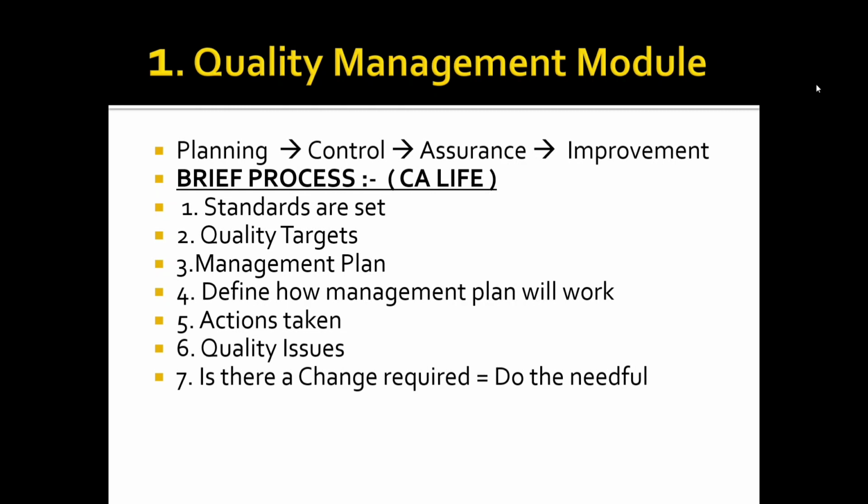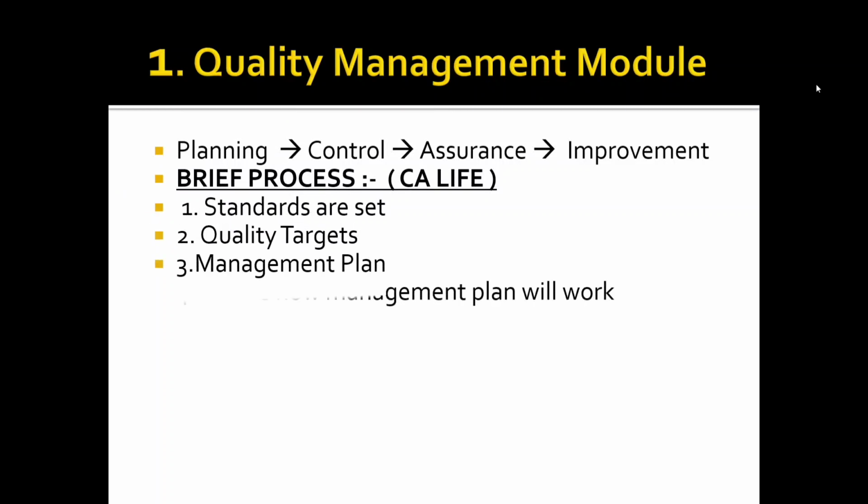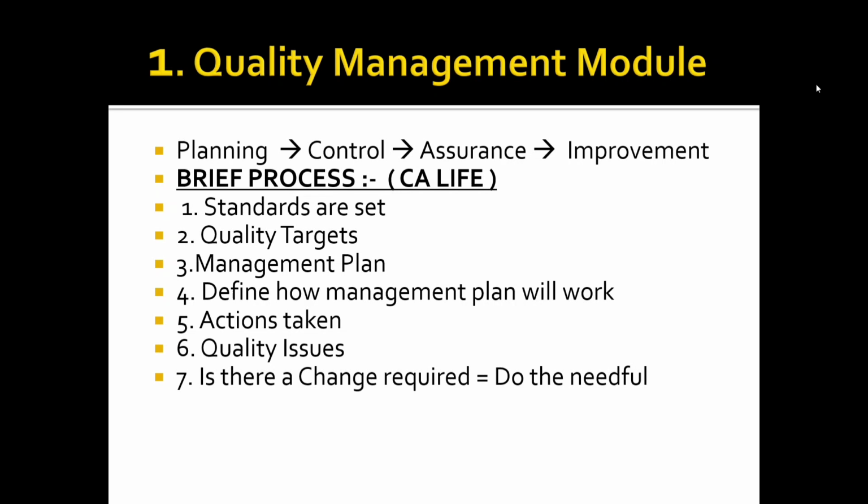First the standards are set, then quality targets we are setting. Then we'll make the management plan, how many marks we need to get in each subject. Then we'll define how we'll implement it, how we'll plan for that. Next we will take the actions, and if there are any quality issues we will change. And last, report on overall level of quality achieved.